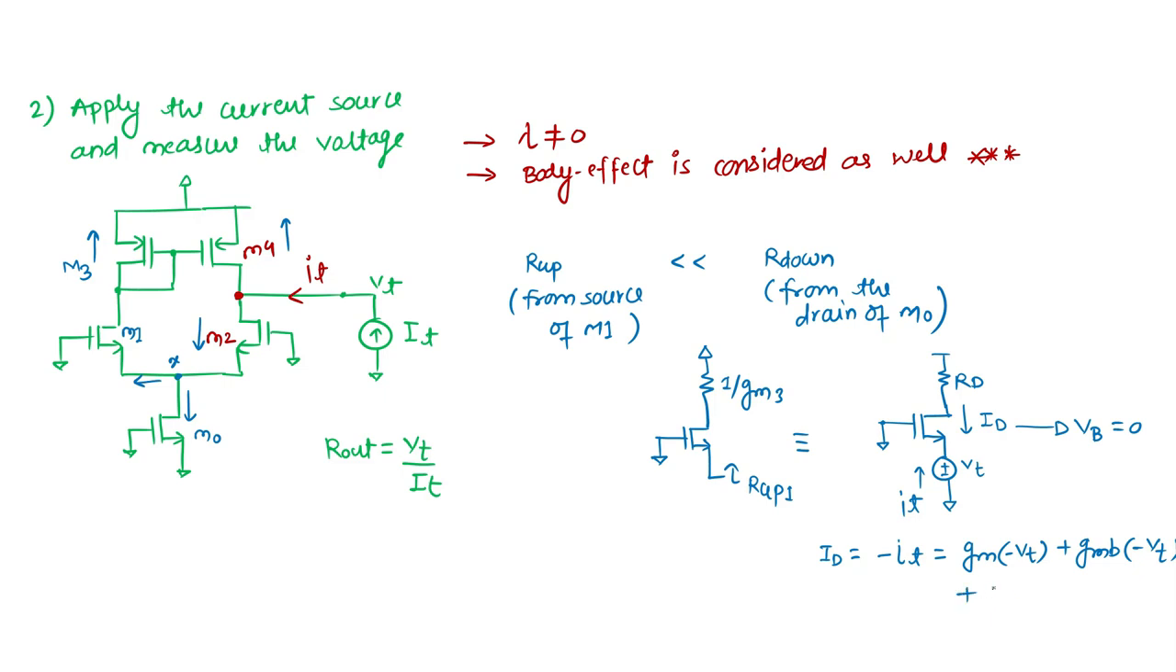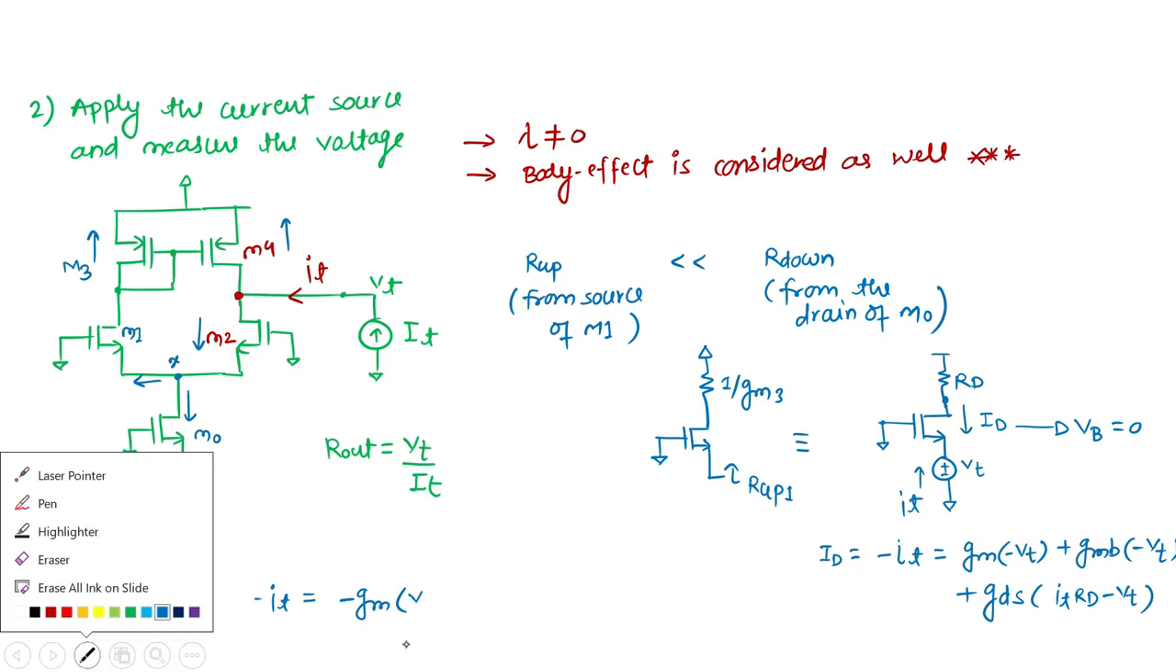What about the gds component? Now VDS. What is the VD? This is the drain voltage. Drain voltage is nothing but IT times RD, so IT RD minus VT. This is the complete expression that I am getting here. I'm just calculating the looking up impedance of transistor M1. So what is this? Minus IT equal to minus gm.